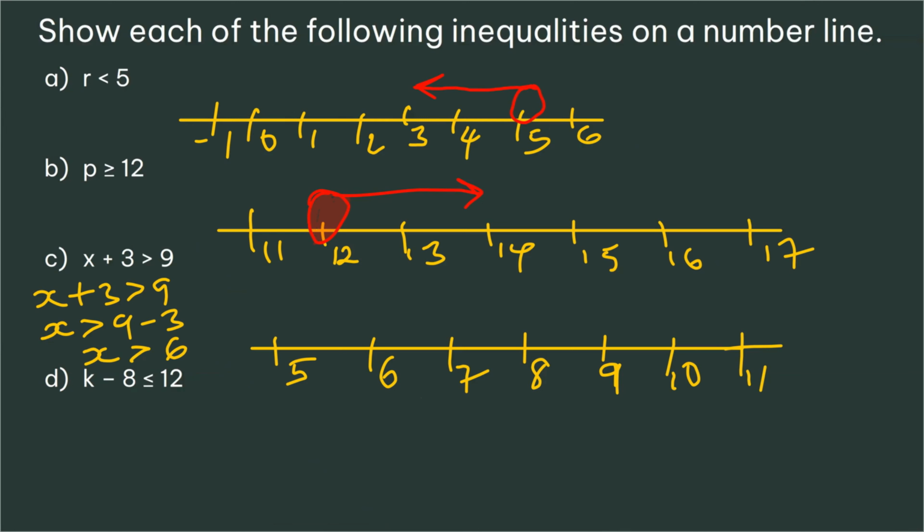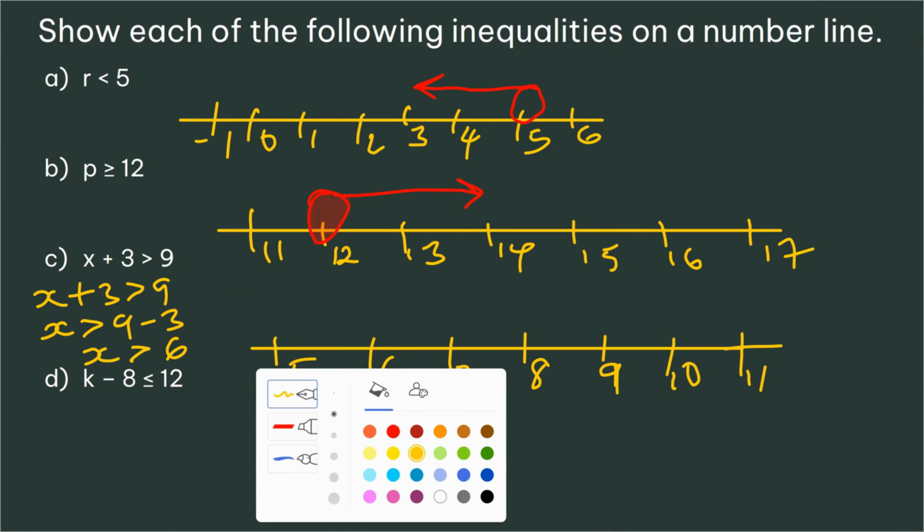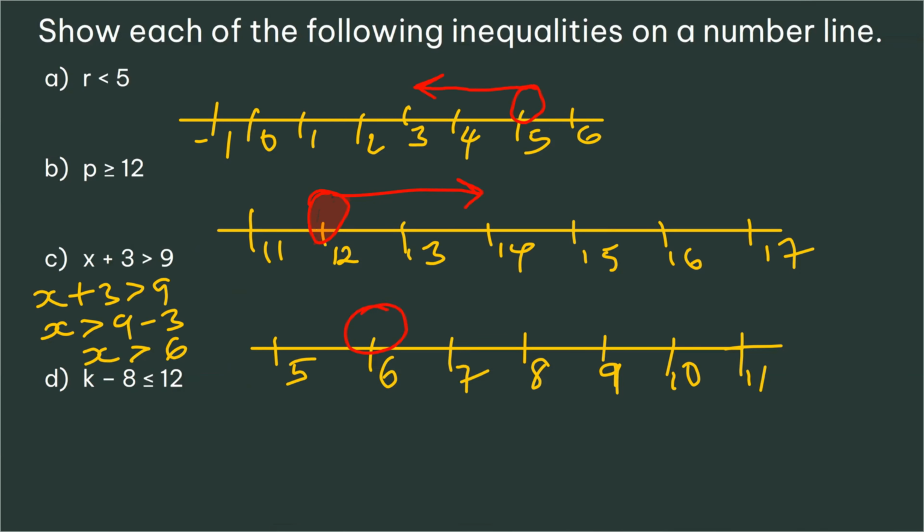And now we can see it's going to be open because the inequality is strict. So x is greater than 6, so 6 is not going to be part of the answer. And this is how we show it open. So x cannot be 6. We are adding on the right because it's greater. That's how we show that on a number line.